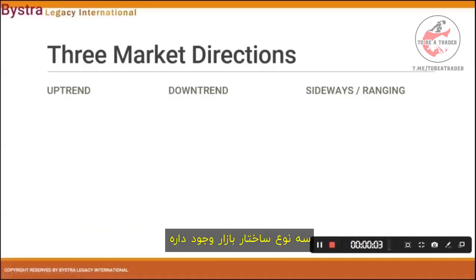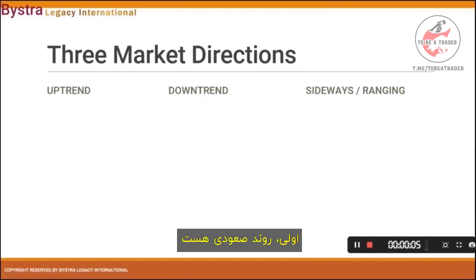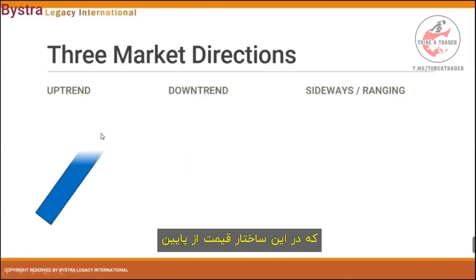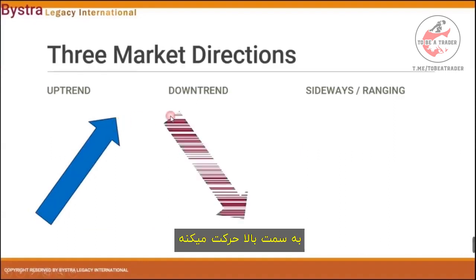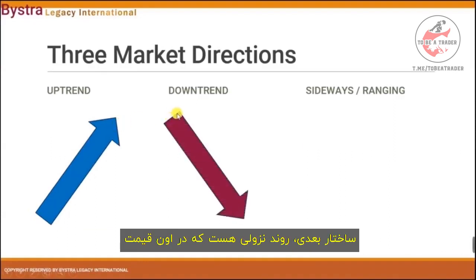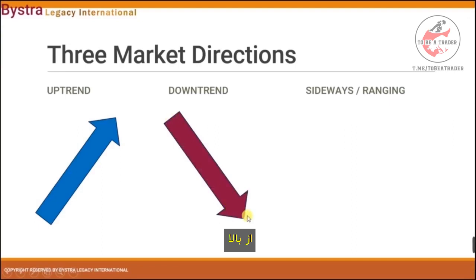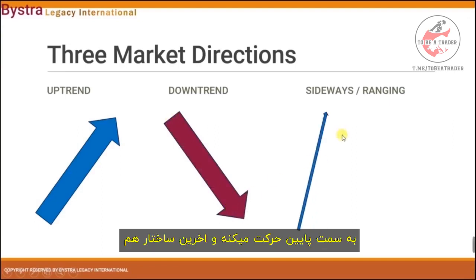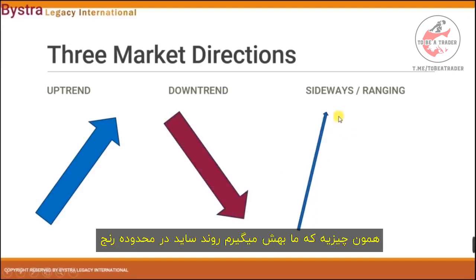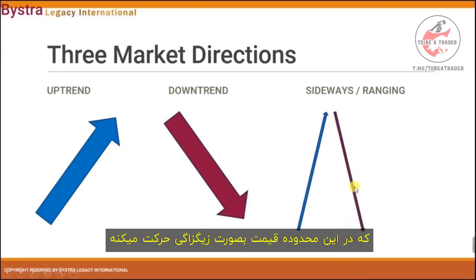There are three types of market structures. The first is the uptrend, where the price moves from the bottom to the top. Next is the downtrend, where the price is moving from the top to the bottom. And the last is what we call the sideways or ranging zone. It's where the price zigzags around this area.